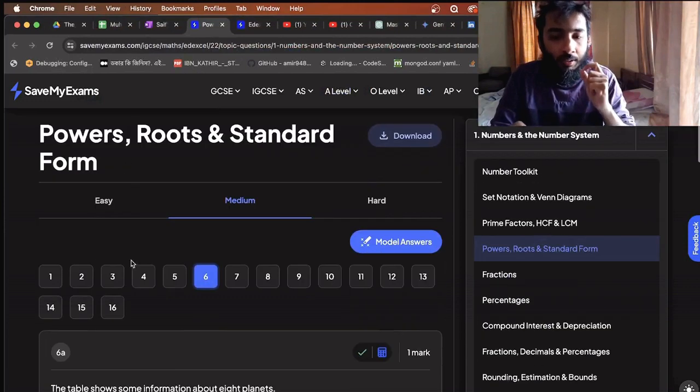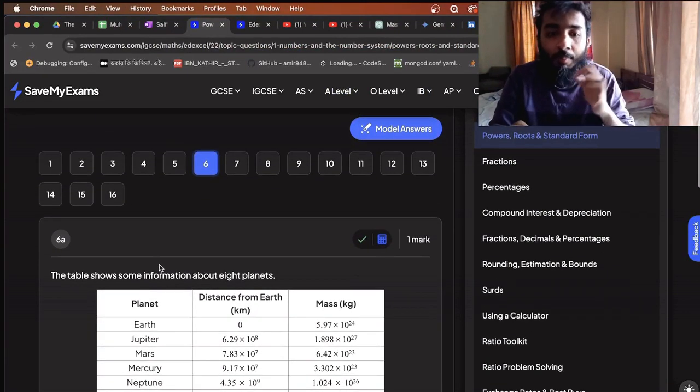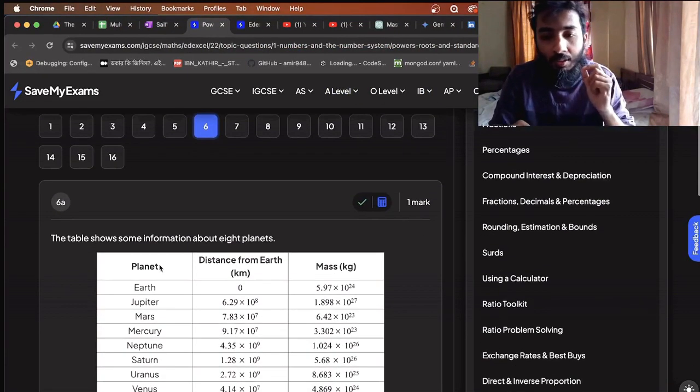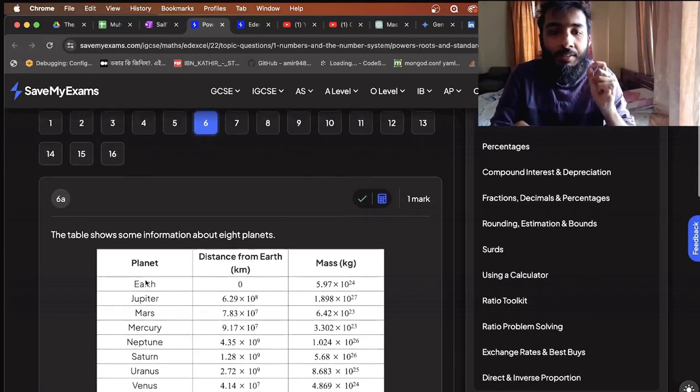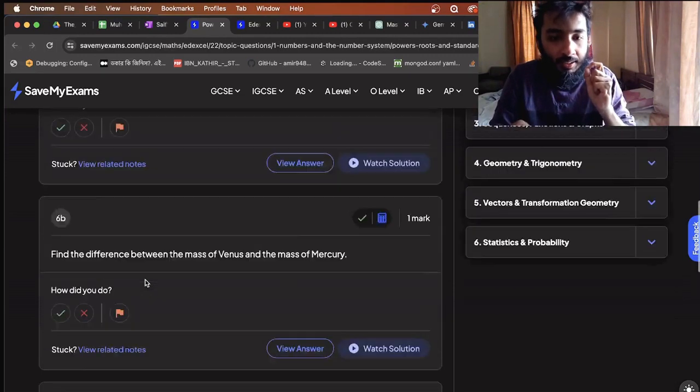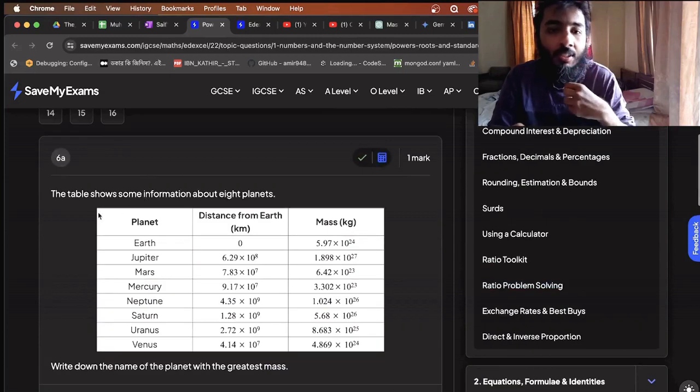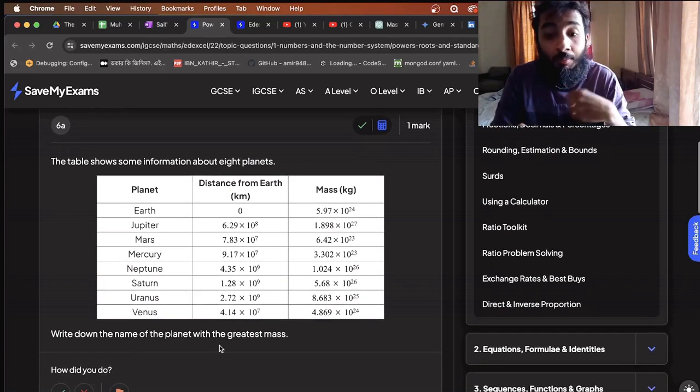If I look at problem number 6, which has 3 parts, it is a slightly different problem. Problem 6 has 3 parts: 6a, 6b, and 6c. If I focus on 6a first, it gives me a table with information about the planets, the distance from Earth, and mass. You have to write down the name of the planet with the greatest mass. Which planet out of these 8 has the greatest mass?